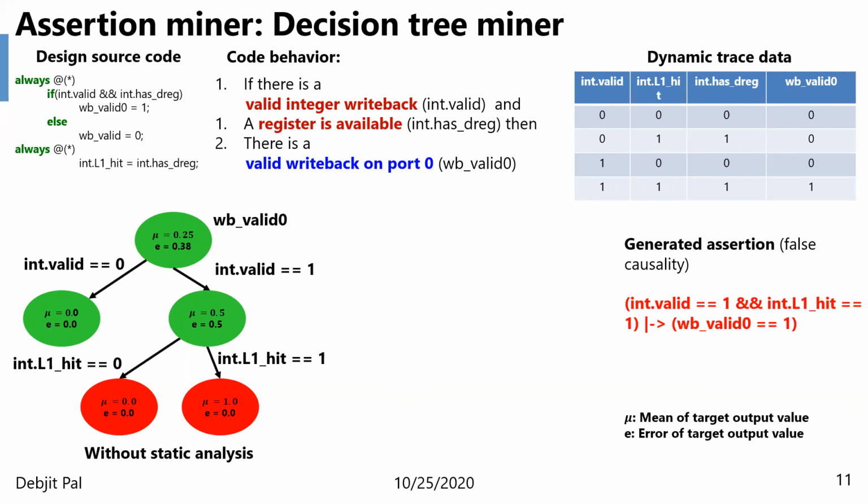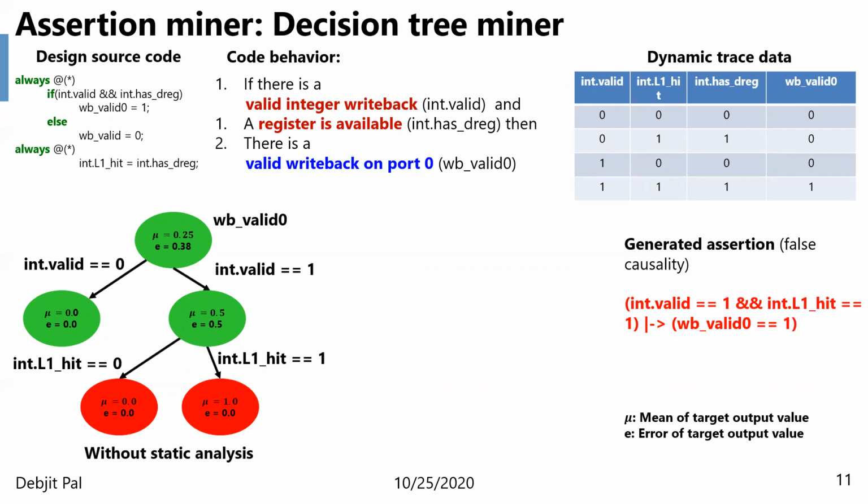The objective of decision tree mining is to reduce the error of a data partition to 0 such that the target variable becomes consistent within the data subspace. As shown in this example, if we do not include the static analysis information during the mining process, then we can generate assertions that include propositions that are not causally related with the target variable. For example, in this case, int.l1hit is definitely not causally related with the target variable wbvalid0. And that's why it generates a wrong assertion as shown on the right-hand side in red.